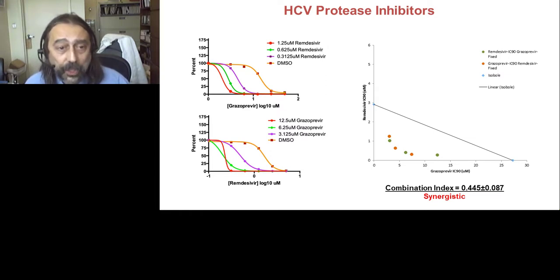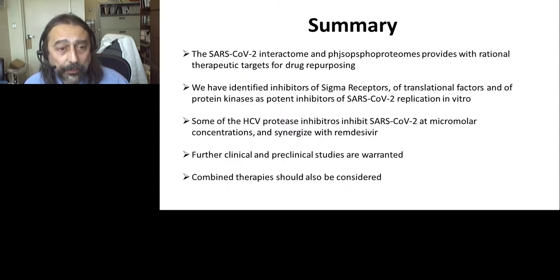Okay, so I'm going to finish here, and I've given you a summary of what we have been doing. This is an example of what my lab has been doing, but many other labs have also been conducting similar screening assays. So it's very interesting to see that some of these inhibitors are now coming into clinical trials. First of all, the SARS coronavirus 2 interactome and phosphoproteome provide us with rational therapeutic targets for drug repurposing.